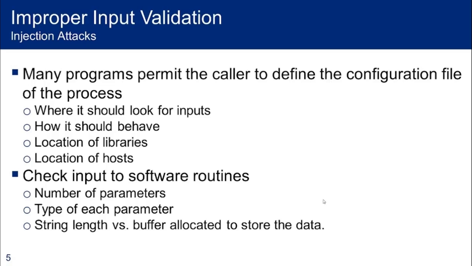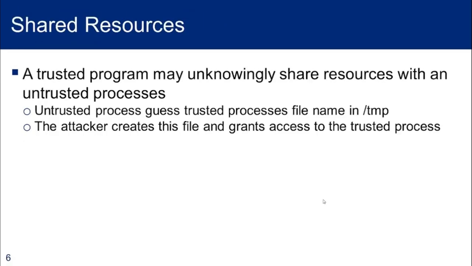Suppose an untrusted process guesses the name that will be used as a trusted process's temp file in the /temp directory. Since any process, trusted or untrusted, can create files in /temp, the attacker creates his own file there using the name just guessed for the trusted process. The attacker then grants access to the trusted process to access his untrusted temp file. So now when the trusted process creates a temp file, it will already exist, and the attacker has access to it since he created it, and he is able to read the trusted process's temp file.